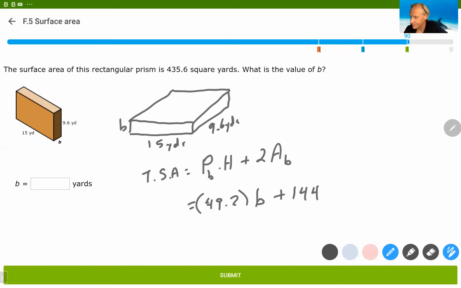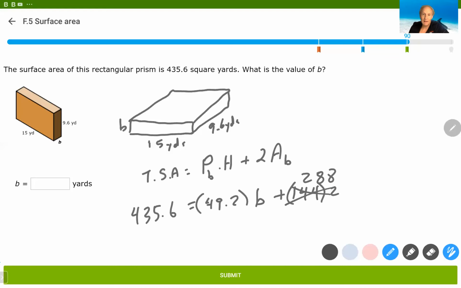And now, as you can see, there's less simplifying going on this time. 435.6. So we're going to subtract 435.6. And we're going to divide by 49.2. And, I don't like the looks of that. So 9.6, 9.6 and 15, yeah. Area of the base, okay, 9.6 times 15. 2 area of the base. There it is. 288.